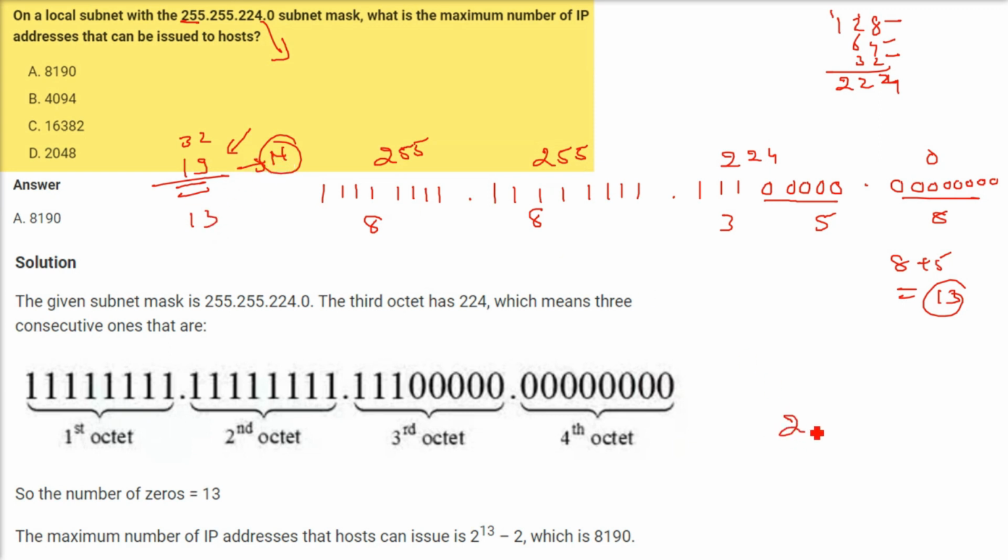So this is 2 to the power 13 minus 2 you have to do. This is minus 2. Why? Because 2 addresses, first and last, cannot be assigned. So it will be 8192 minus 2, that is going to be 8190.